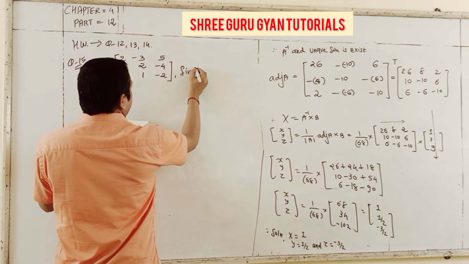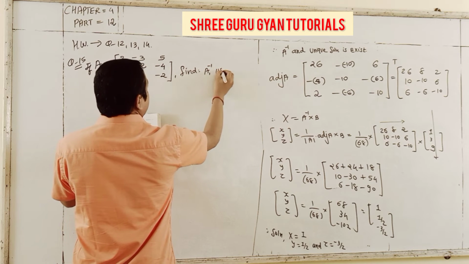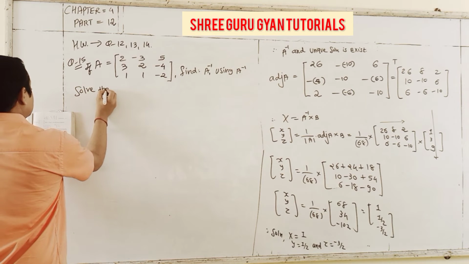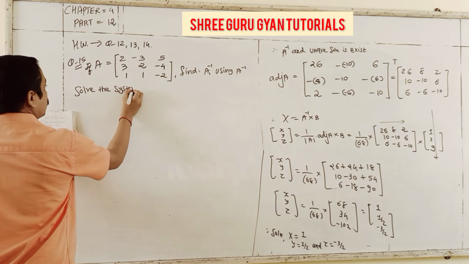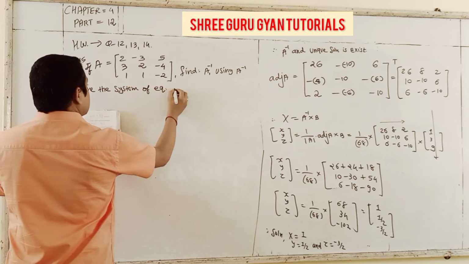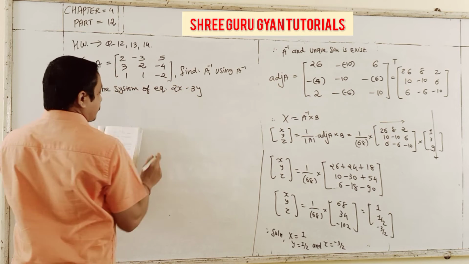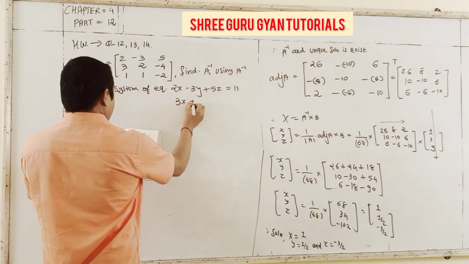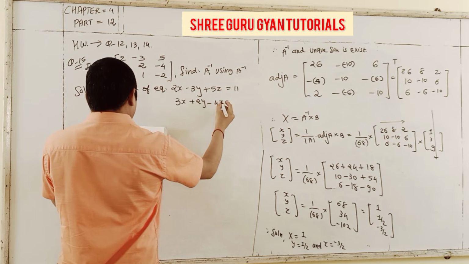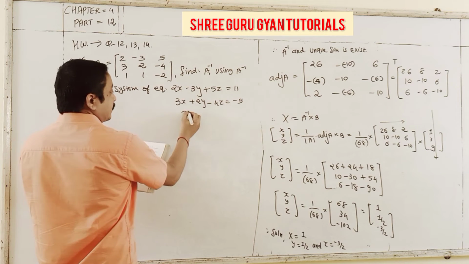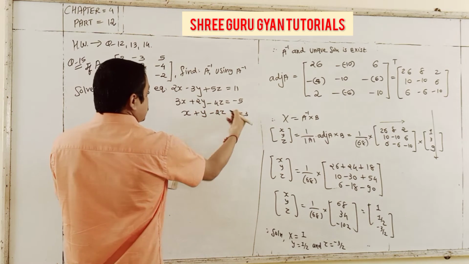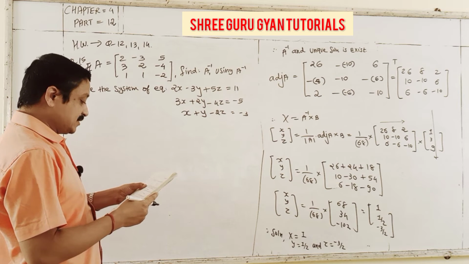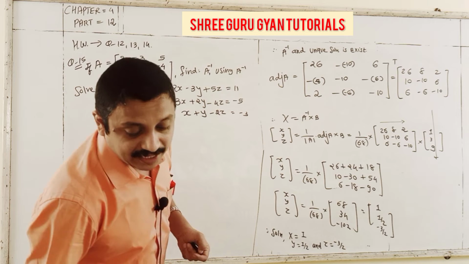Find A inverse. And using A inverse, solve the system of equations 2x minus 3y plus 5z is 11, 3x plus 2y minus 4z is minus 5, and x plus y minus 2z is minus 3. First of all, I calculate A inverse.